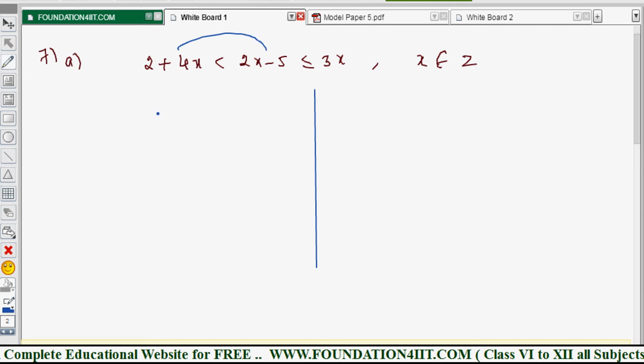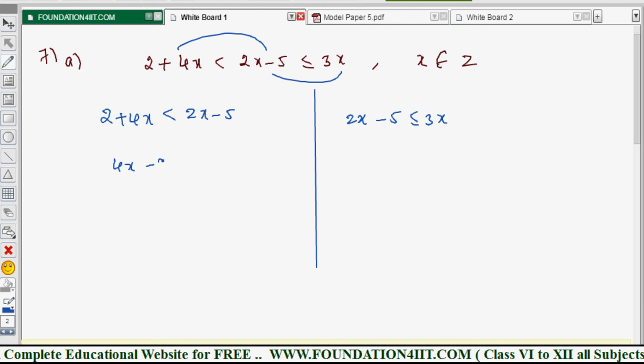So these are the first 2: 2 plus 4x less than 2x minus 5. And the next 2, that means the last 2: 2x minus 5 less than or equal to 3x. You should take like this, and solve this inequation separately.